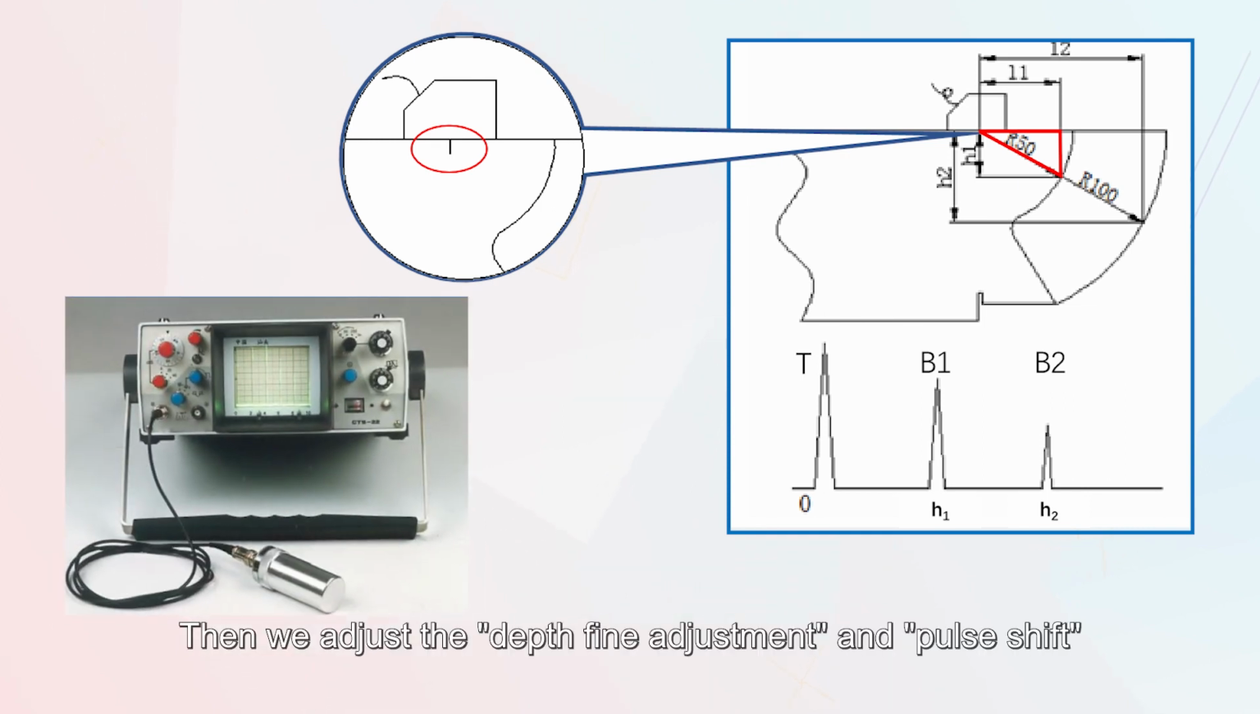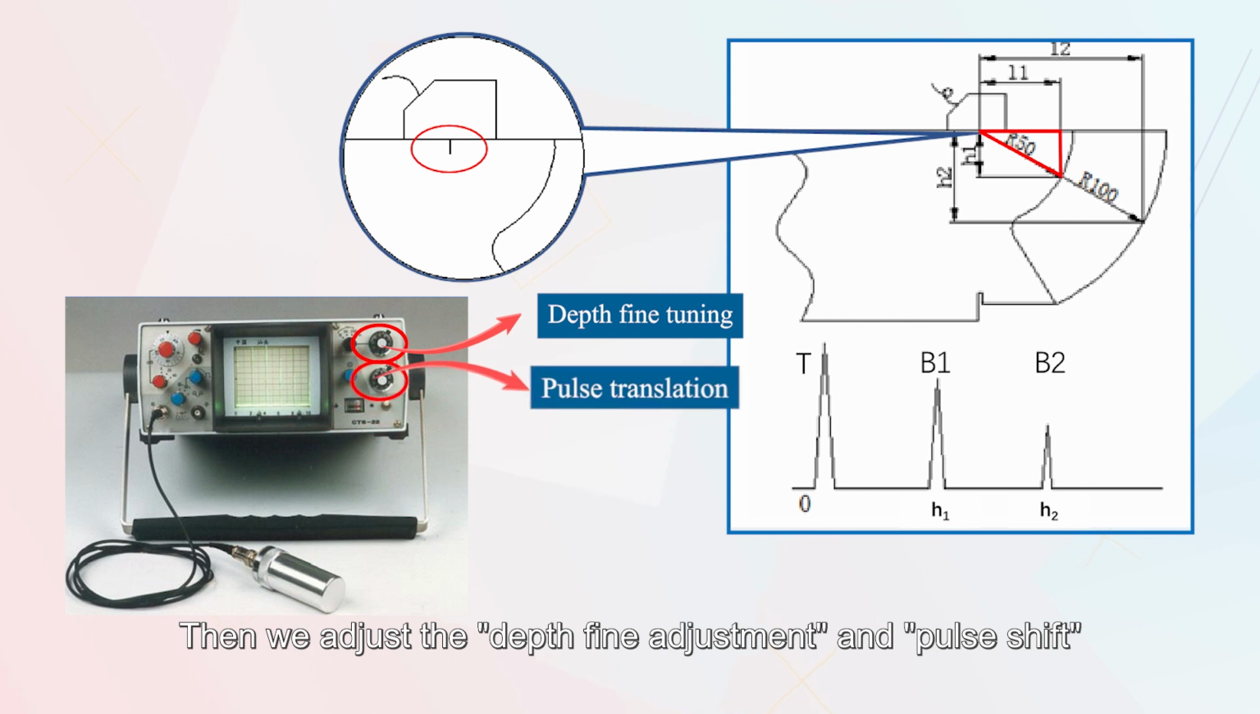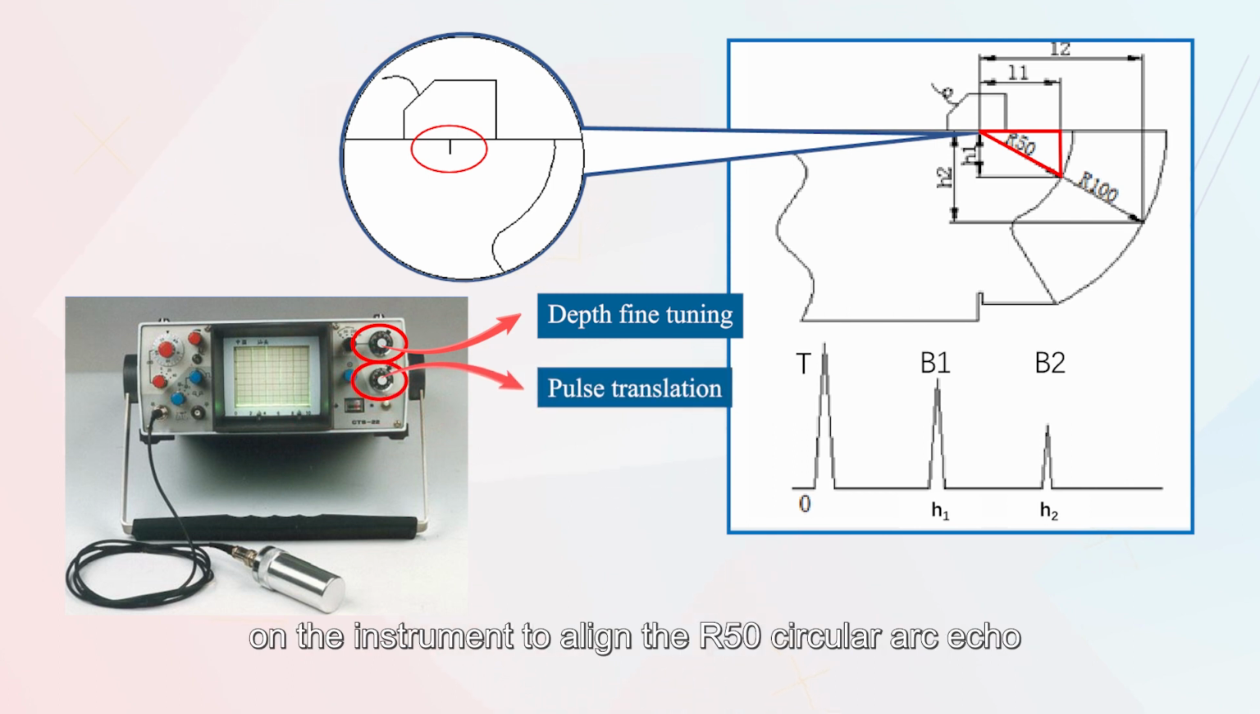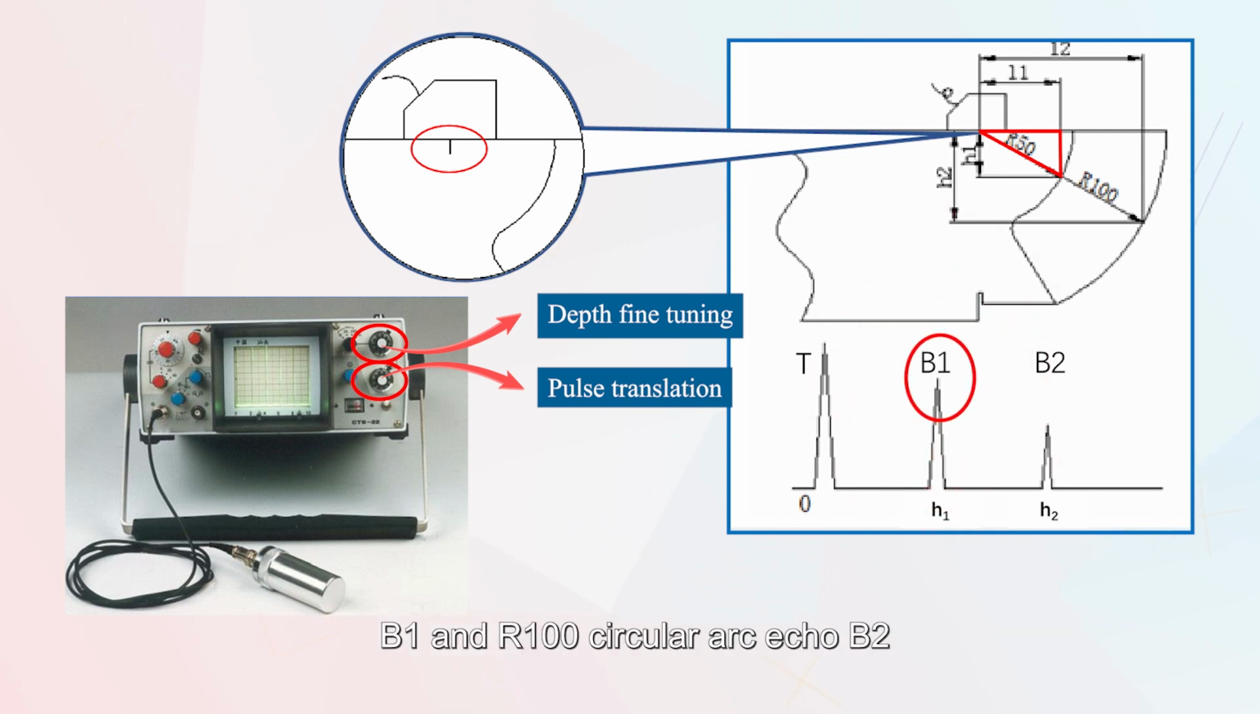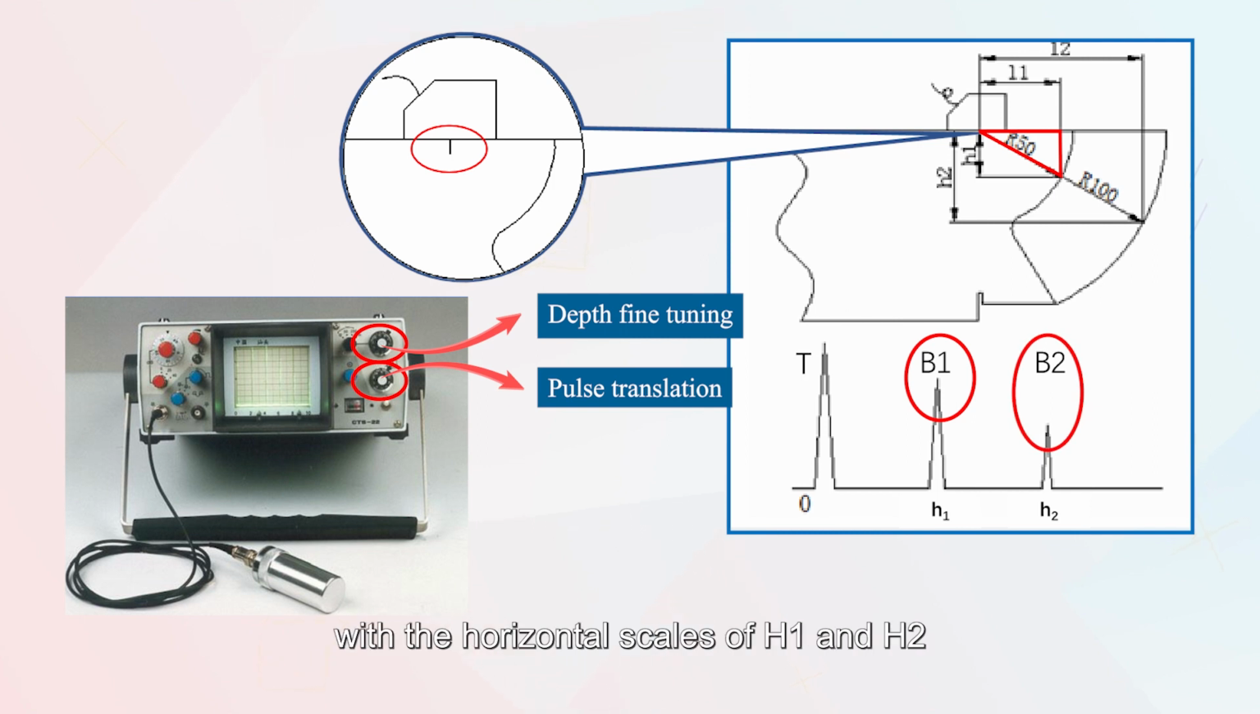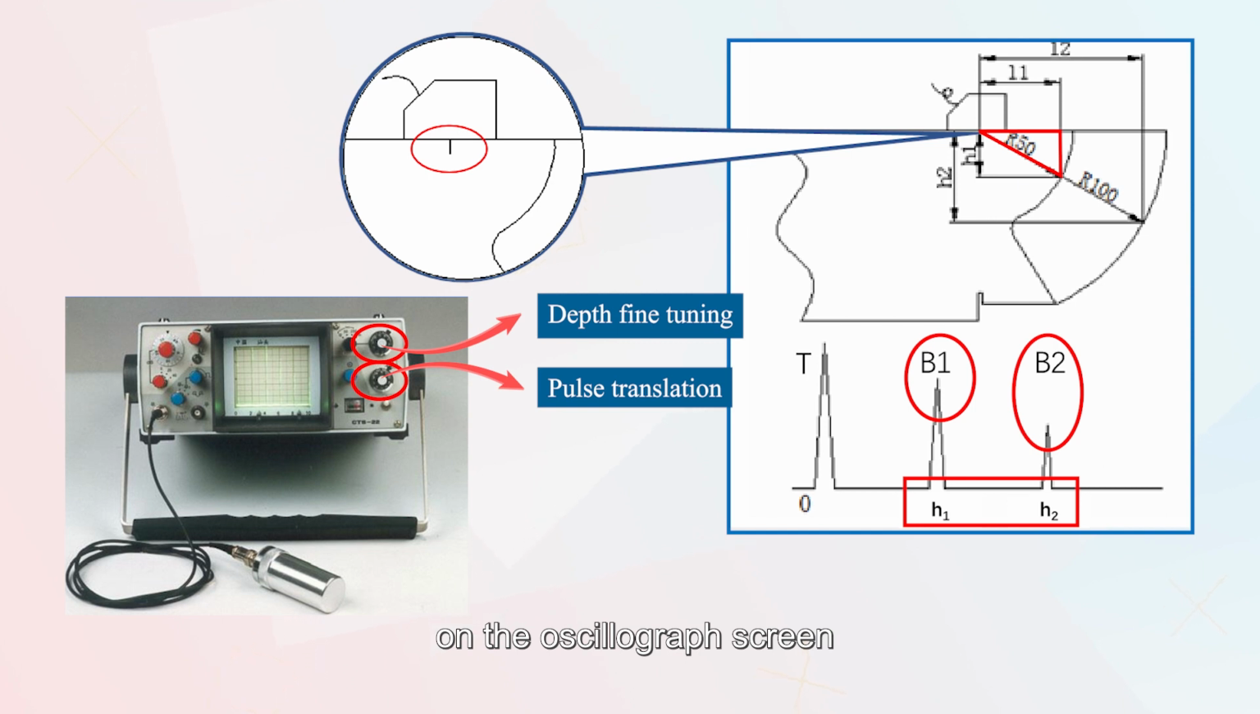Then we adjust the depth, fine adjustment, and the pulse shift on the instrument to align the R50 circular arc echo B1 and the R100 circular arc echo B2 with the horizontal scales of H1 and H2 on the oscillograph screen, so that the scanning speed can be adjusted according to the depth of 1 to 1.